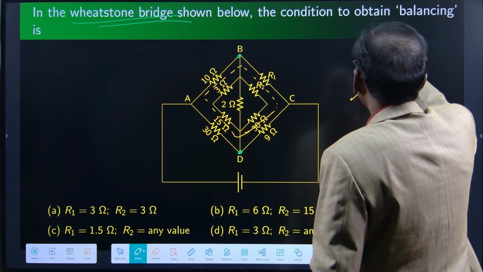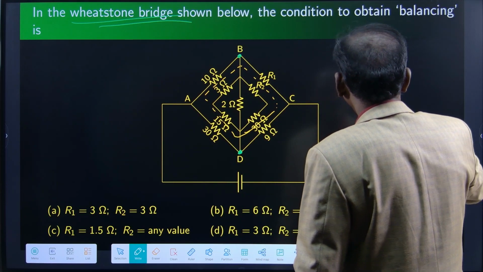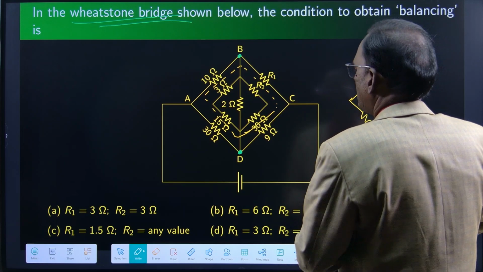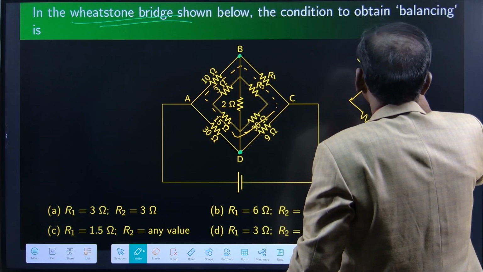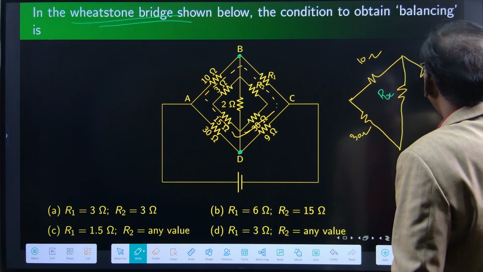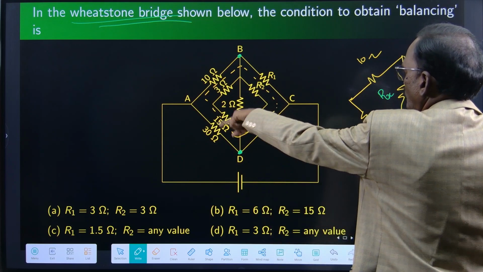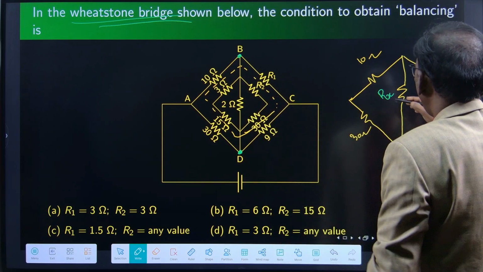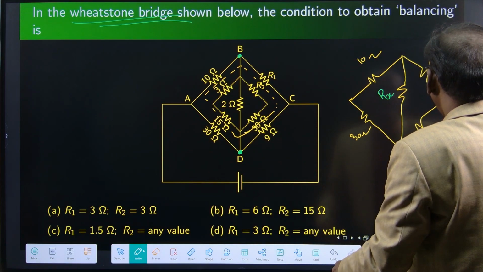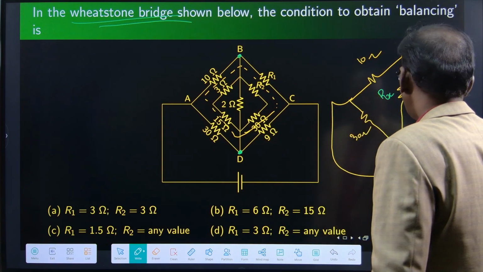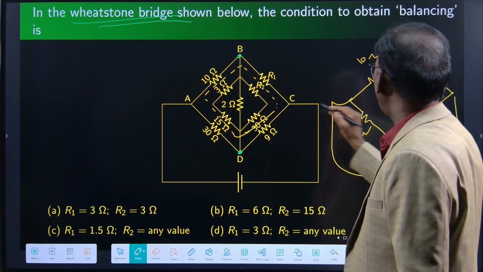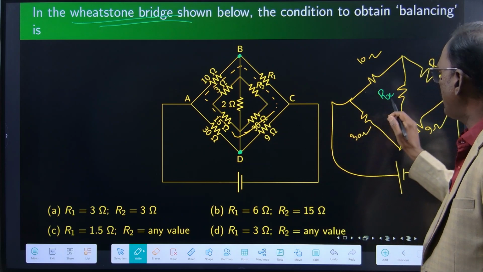This is 10 ohms, 30 ohms. This is the center part. I am writing it as Rx because I don't know the value of this. If only R2 is known, we can write the value of this Rx. So this is R1 and this is 9 ohms. This is the setup. If R2 is known, I can write the value. So for the time being, I am writing Rx.